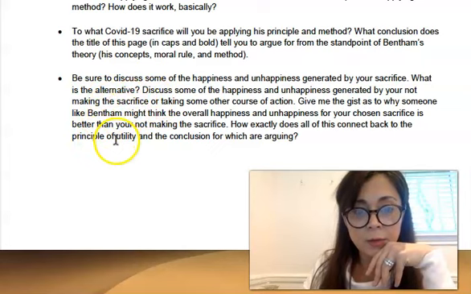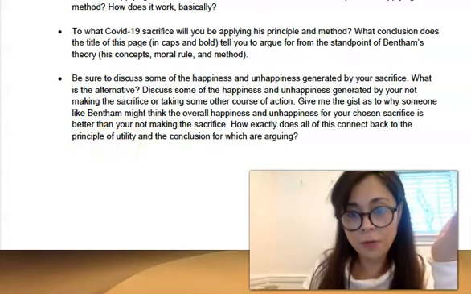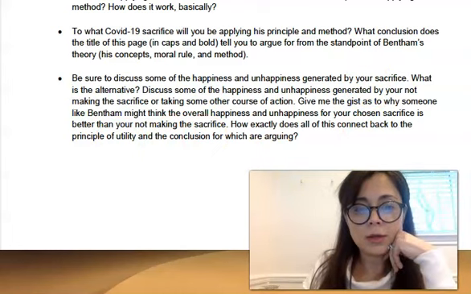Applying the method via the principle of utility, what were being used to what? To argue for that conclusion. Okay, so that's all I have to say.